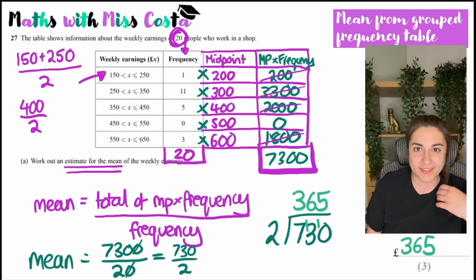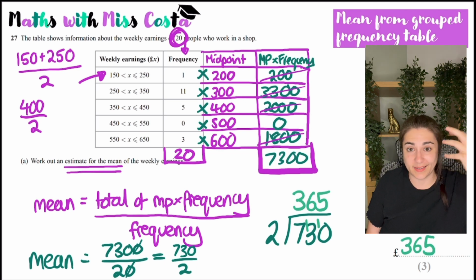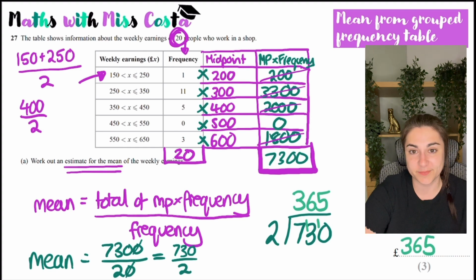You can always sense check your answer as well, because if, for instance, your answer was £3,650, does that make sense? The mean is like the average, and nobody earns more than £650 per week, so you know that 3,650 is way off. Similarly, if you maybe accidentally got £36.50, does that make sense? Because the lowest anyone earns is 150. So always double check your answers just by using common sense.